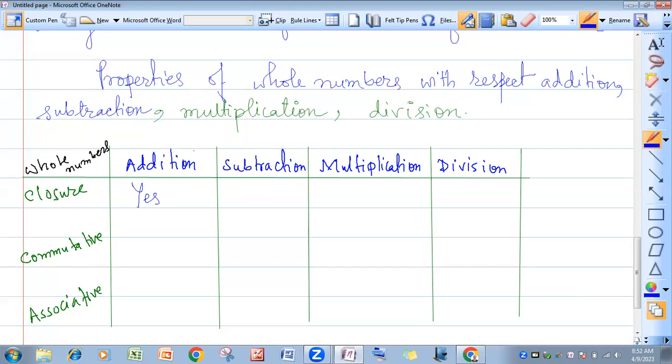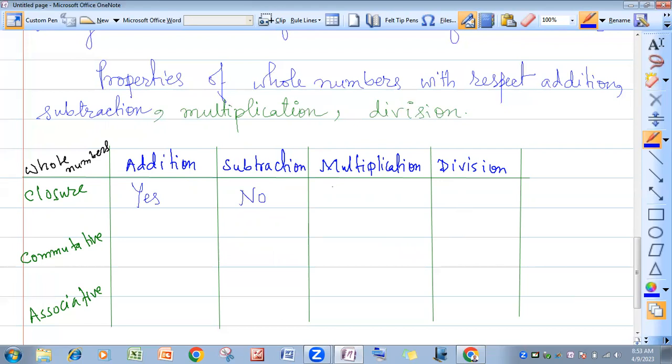suppose 2 minus 3. 2 and 3 are both whole numbers, and we have applied subtraction between 2 and 3. But 2 minus 3 gives a minus sign, and we know that in whole numbers, no negative numbers are there.